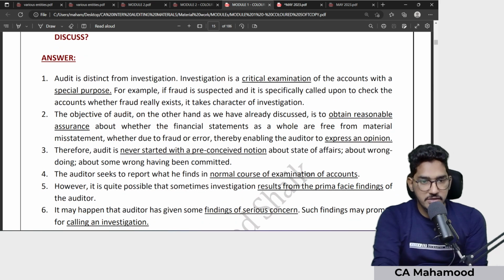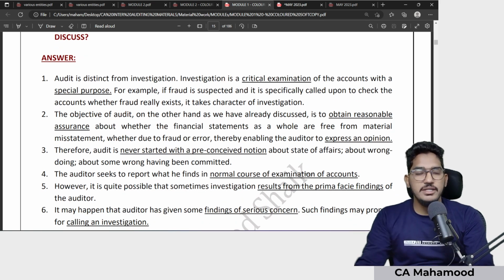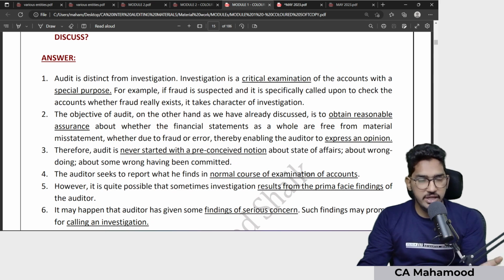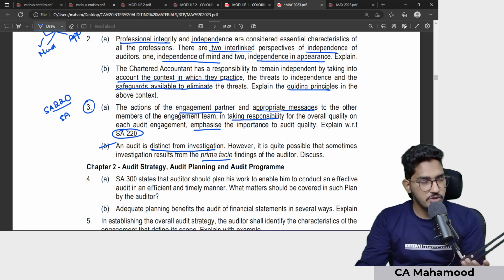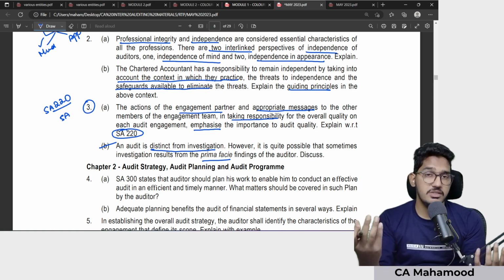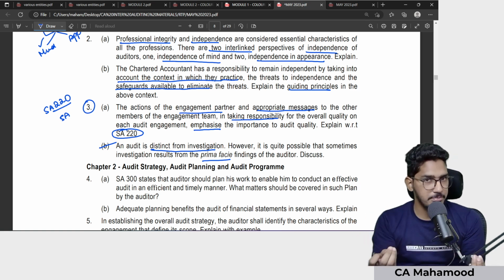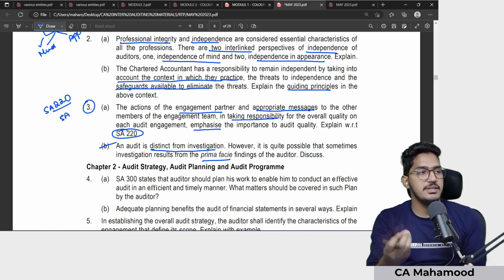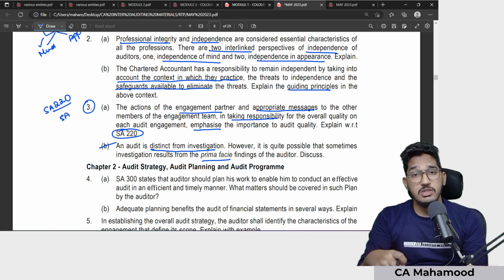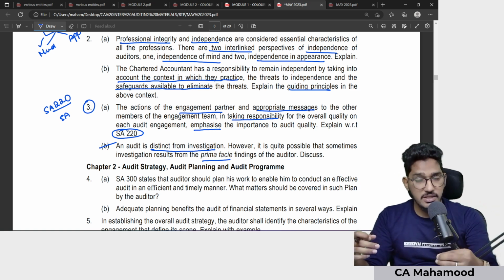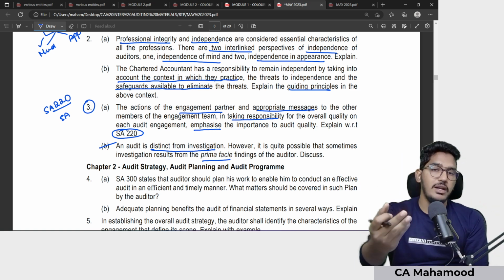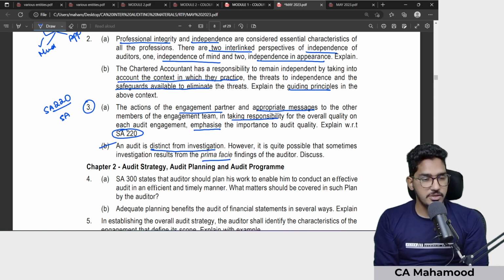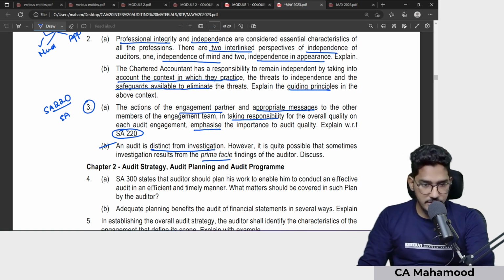An audit is distinct from investigation. So very simple, audit is a general purpose assignment. We do it every year irrespective of the fact whether frauds are noticed or not. But investigation is a special purpose assignment. We do it only when we suspect something is very bad with the company. And in fact, investigation is an absolute assurance, audit is a reasonable assurance. And most of the times it will happen that in audit you will have findings, that findings will require the management to order for investigation. So like this, a brief you have to write here.